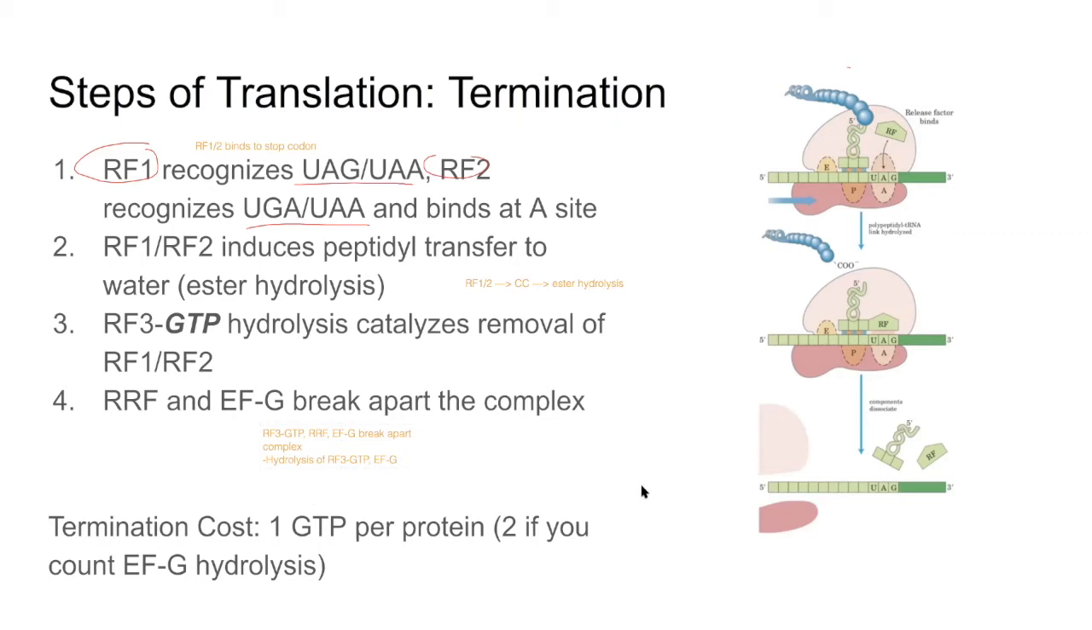If you want to think about the cost, RF1 doesn't cost anything. RF3 is GTP bound, so that costs something. And then also remember, EFG does. So you have these two steps that cost GTP to happen. As a result, when you're terminating a protein, you consume 1 GTP per protein, or you consume 2 if you consider EFG as well. And this is a fixed cost. This only happens once in a protein.